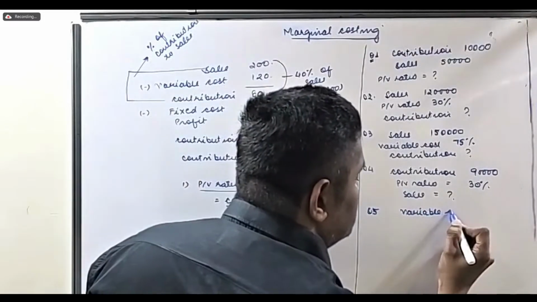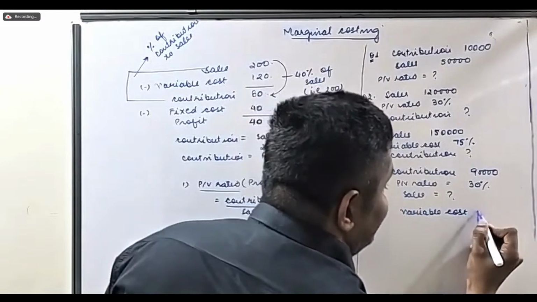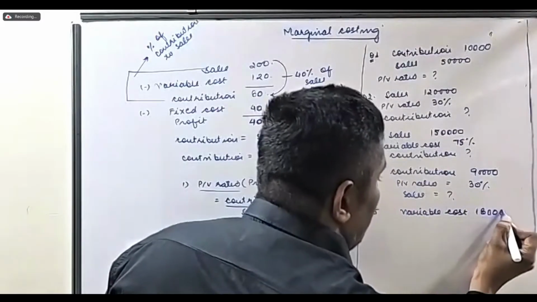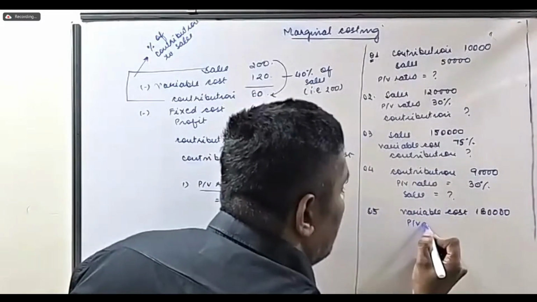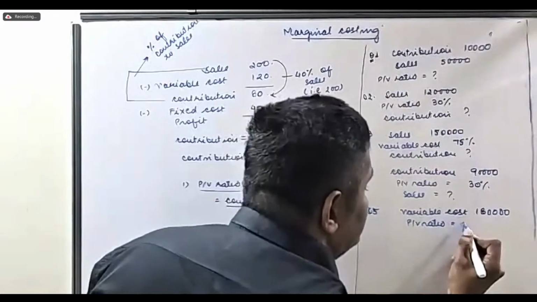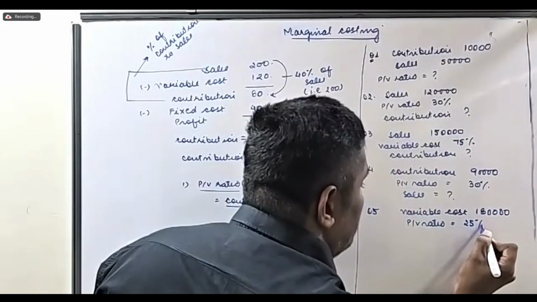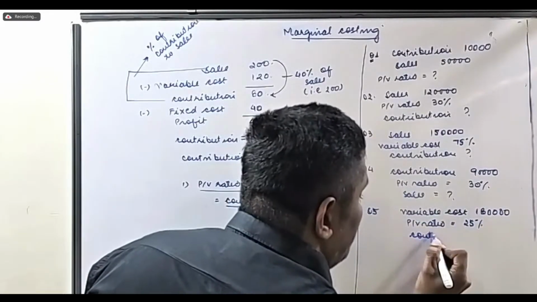My variable cost is 1,80,000 and my PV ratio is 25%. What will be my contribution?